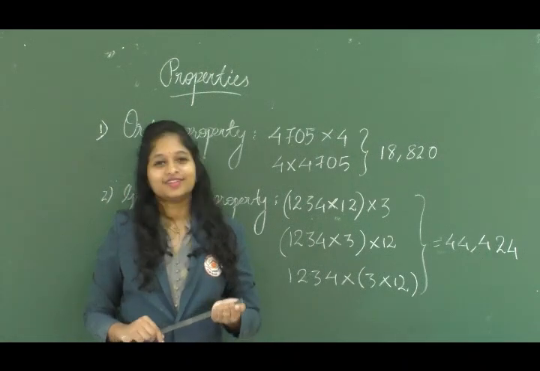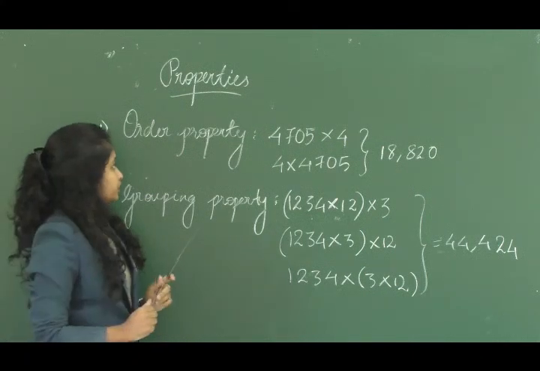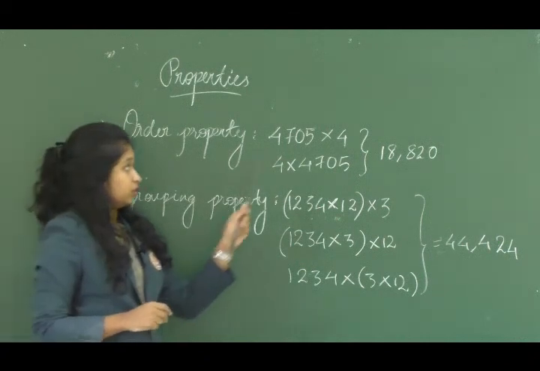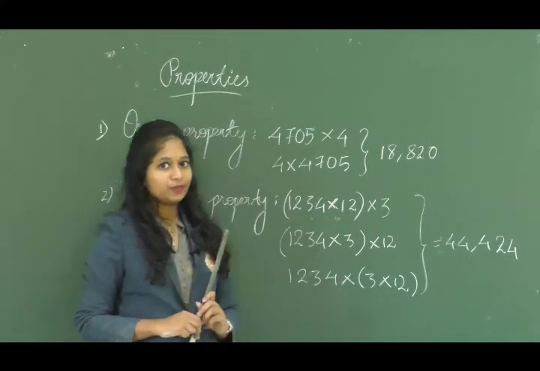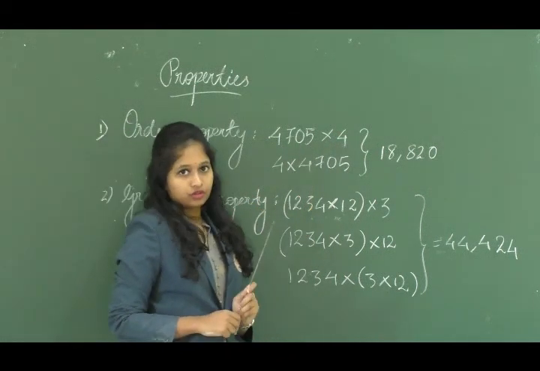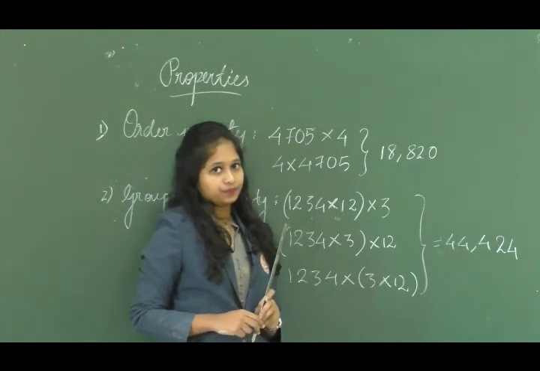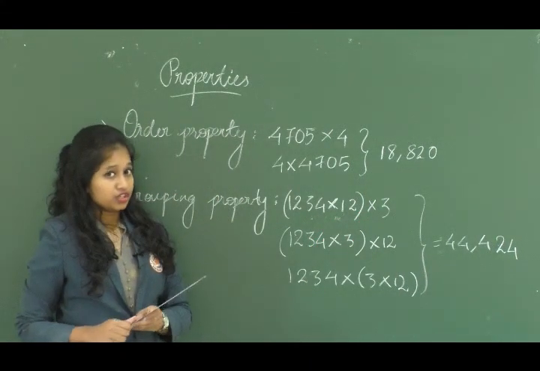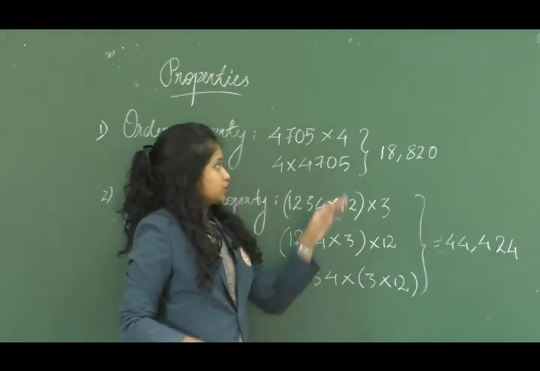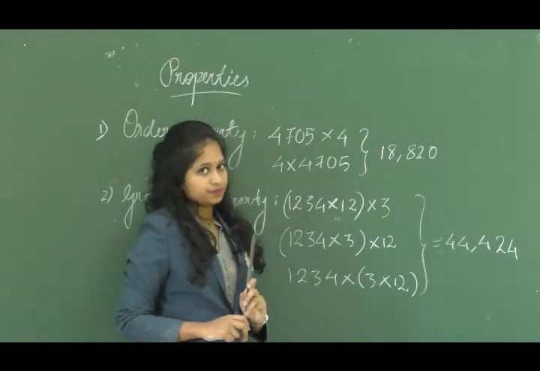Yes, you remember that? Now let us learn the properties of multiplication. The first property is order property. Whatever be the order, we get the same product. 4,705 into 4. When you multiply, we get 18,820. Will there be any change if you multiply 4 into 4,705? No. So the order doesn't matter. We get the same product.